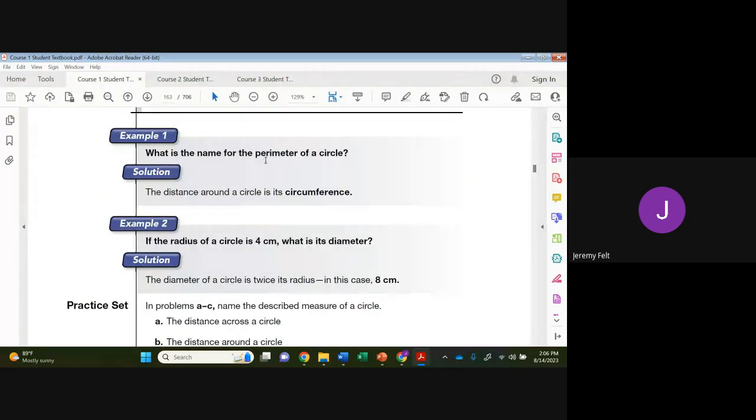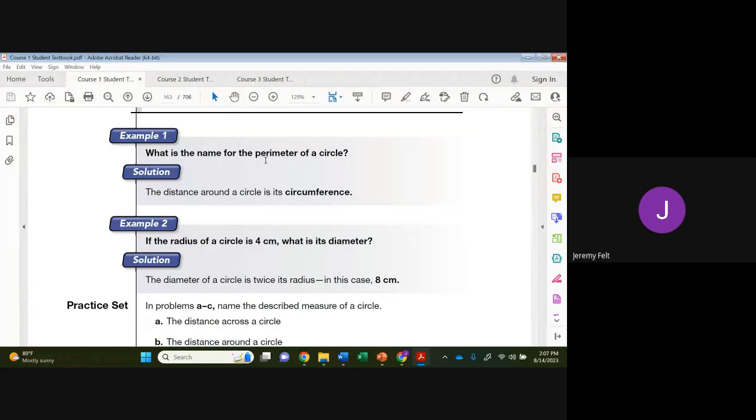Example 1, what is the perimeter of a circle? Okay, again, if you accidentally say perimeter, we'll know what you're talking about. Perimeters are usually what we reference when we're talking about polygons that have straight edges. Circumference is what we reference when we're talking about a circle.